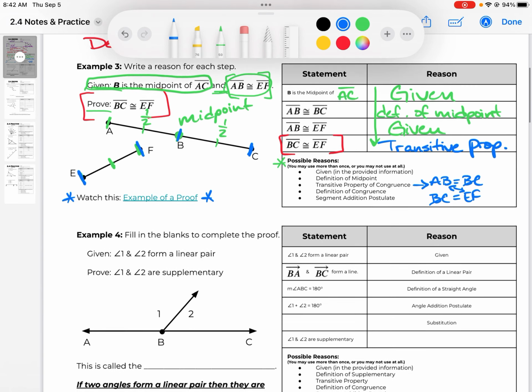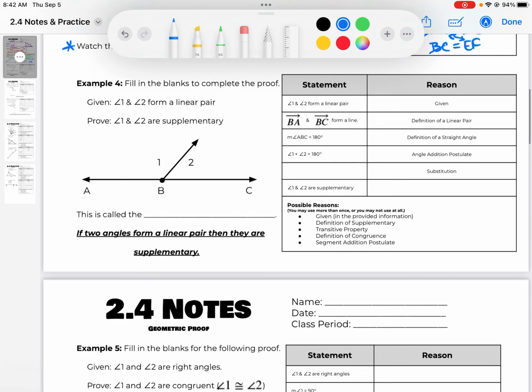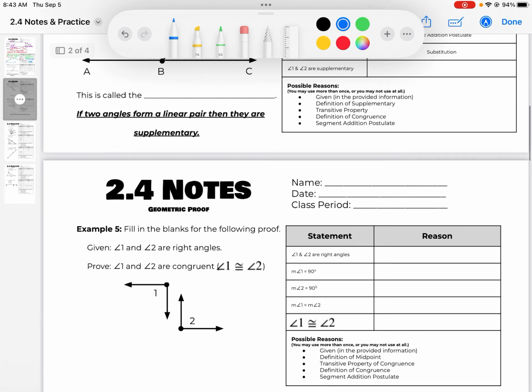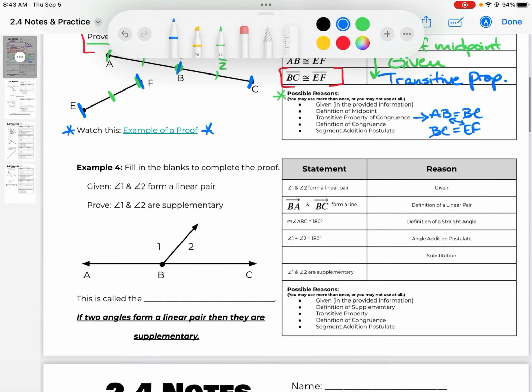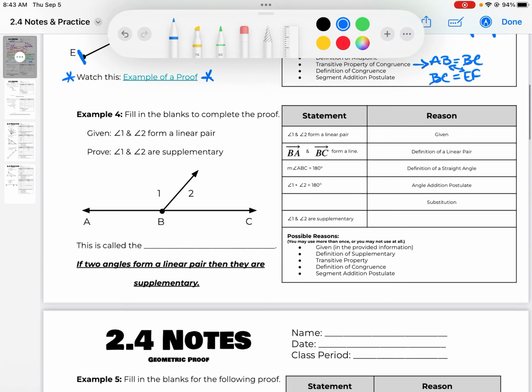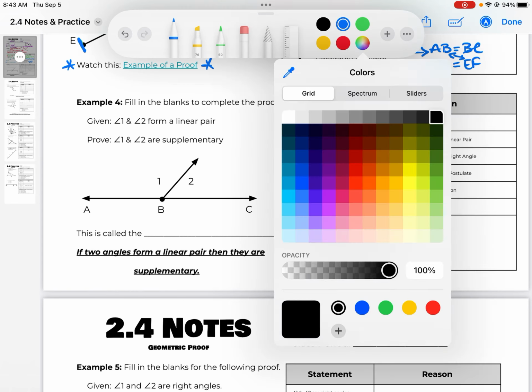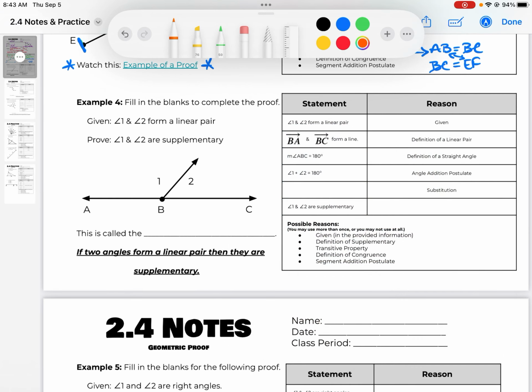Now, for examples 4, 5, and 6, I want you to walk through these yourself, all right? I want you to try to walk through these either with the group that you're sitting with, maybe try them on your own, maybe walk through them with the teacher, but for sure, the things that I want you to get are the names of these particular theorems.